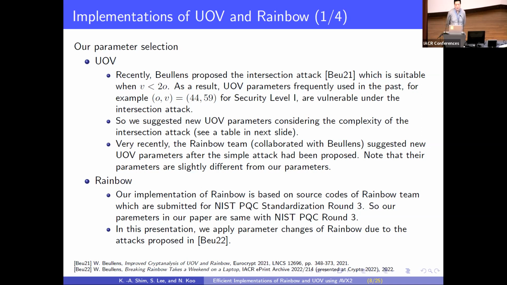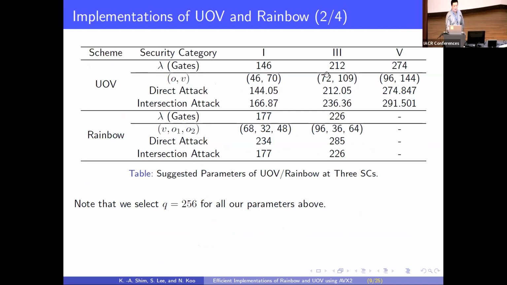For Rainbow, our implementation is based on the source code of the Rainbow team, which was submitted in the NIST PQC standardization. So the parameters in our paper are the same as these parameters, but we apply the parameter changes mentioned in the above slide. The following table describes our parameters. Note that we select q equal to 256 for all our parameters.